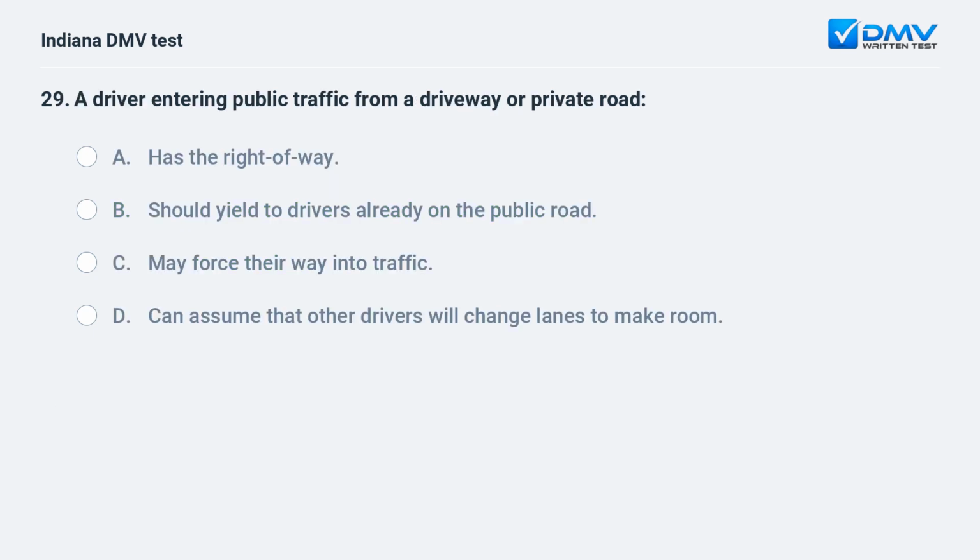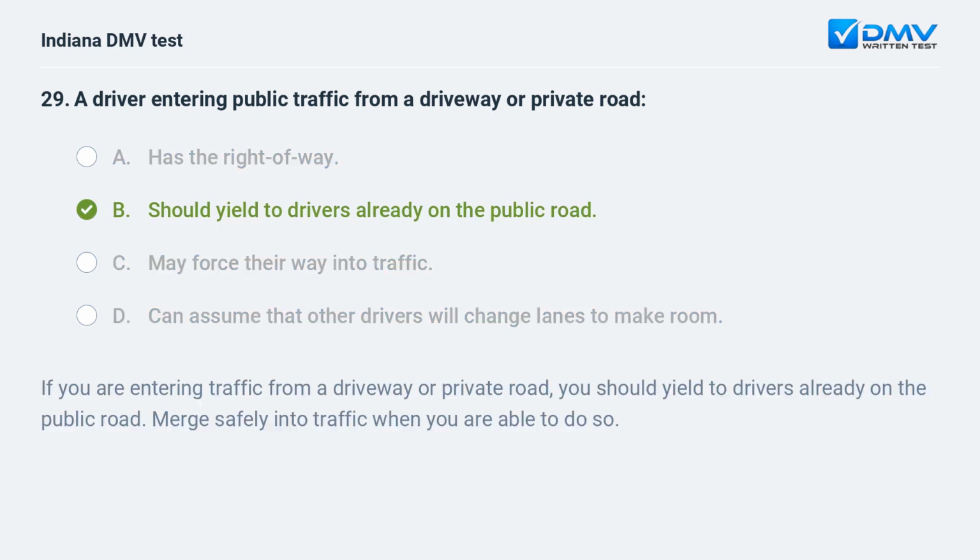A driver entering public traffic from a driveway or private road. A. Has the right-of-way. B. Should yield to drivers already on the public road. C. May force their way into traffic. D. Can assume that other drivers will change lanes to make room. B. Should yield to drivers already on the public road. If you are entering traffic from a driveway or private road, you should yield to drivers already on the public road. Merge safely into traffic when you are able to do so.